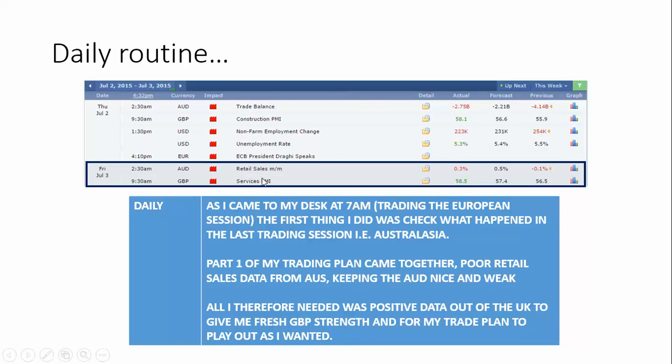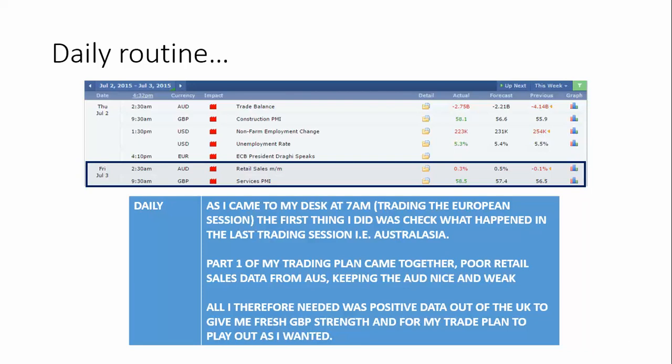I wanted to see weak retail sales from Australia. Why? Because that would support the bigger picture from Australia. So the Central Bank of Australia, the RBA, is bearish on the Australian dollar. Bad data keeps the Australian dollar weak. So coming into the European session, we had a very weak Australian dollar. So I'm immediately saying to myself, what can I pair it against? Well, I only want to pair it against a strong currency.